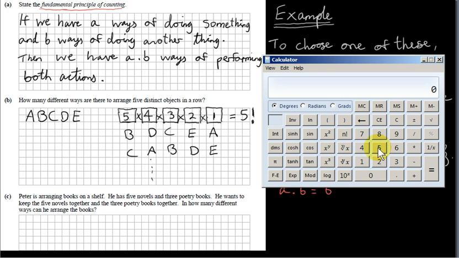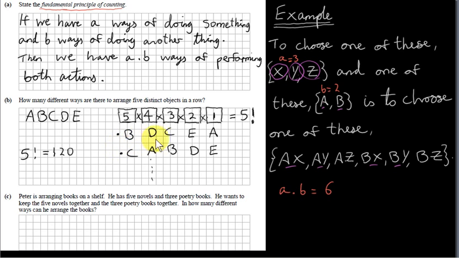So if you go to your calculator, put in 5, and on this calculator the factorial is denoted n factorial. So n is 5. If I press this, I get the answer, which is 120. It's the same thing as 5 times 4 times 3 times 2 times 1. Well, I don't have to multiply by 1. We get 120. So there are 120 ways of writing out these 5 letters.